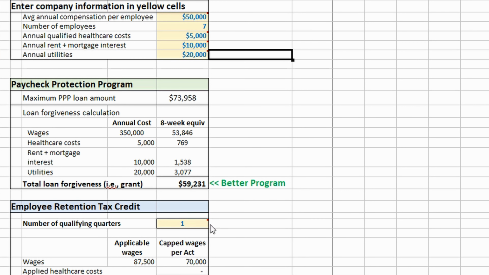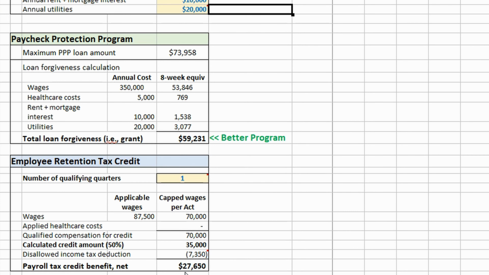So in this situation, the PPP program is the better program and the total loan forgiveness is $59,231 and the employee retention tax credit is $27,650. So again, the link to this spreadsheet will be in the description below. That way you can punch in the exact numbers for your business and figure out what the total loan forgiveness amount is and which program is better for you.